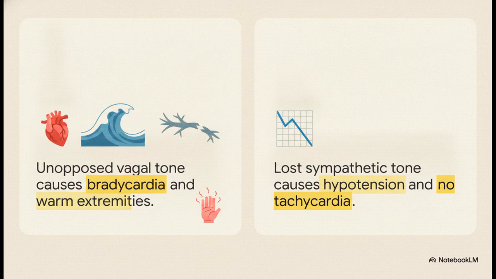This brilliantly illustrates what happens when sympathetic vasoconstrictor tone is lost. It leaves the parasympathetic vagal tone completely unopposed. Because of that, the heart just can't mount a compensatory reflex tachycardia, even when facing severe hypotension. Plus, that profound vasodilation makes the extremities feel warm and look pink, which is completely the opposite of the cool, clammy skin we're so used to seeing in other forms of shock.